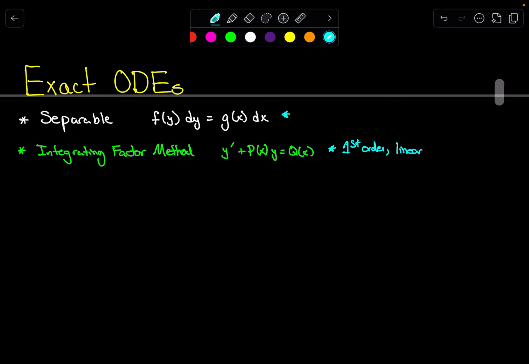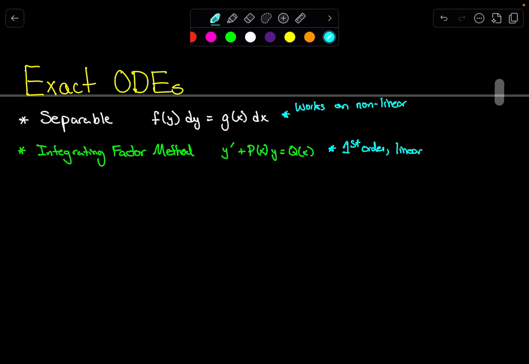And then for separable, the quality for separable is that you have to be able to separate it. But this works on, this could be a nonlinear differential equation, could be homogeneous, non-homogeneous, things like that. But again, the important thing is that we can separate it. And now we're on to this thing called exact ODEs.